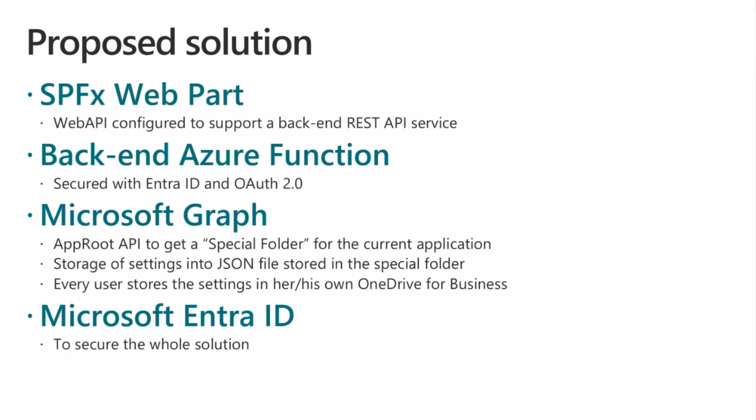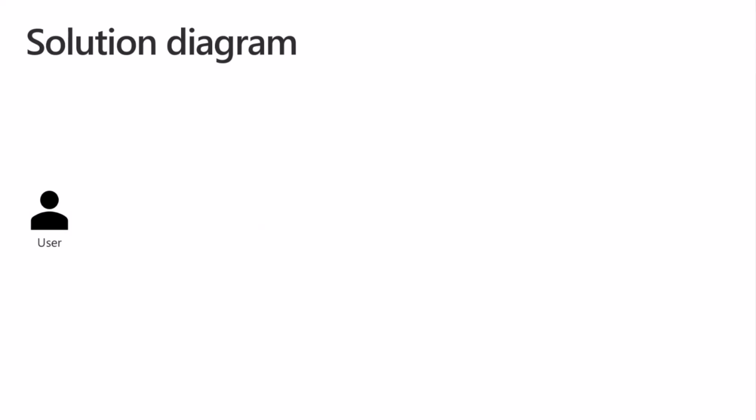Can be whatever you need to store in order to keep track of the user preferences. And what is really important is that we rely on the OneDrive for Business service instance for every single user, so that, as I said before, we can have a dedicated storage for these settings and preferences on a per user basis. And all of that thanks to Entra ID. So let me briefly show you a solution diagram to let you better understand what I'm talking about.